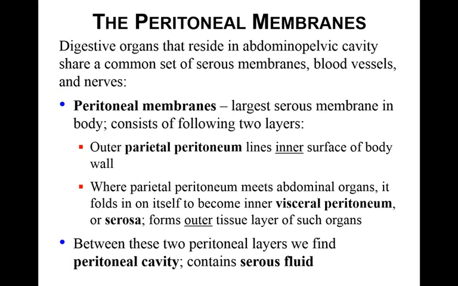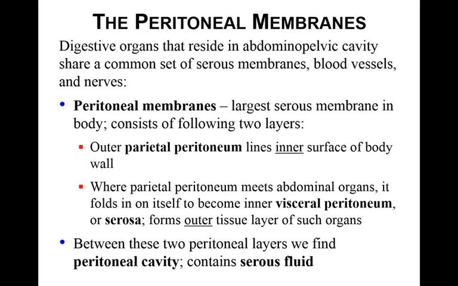So these are called your peritoneal membranes. They're the largest serous membranes in the body, and you've got two layers that make up this peritoneal membrane. You have the outer layer, which by now you already know is the parietal peritoneum. It lines the inner surface of the body wall.